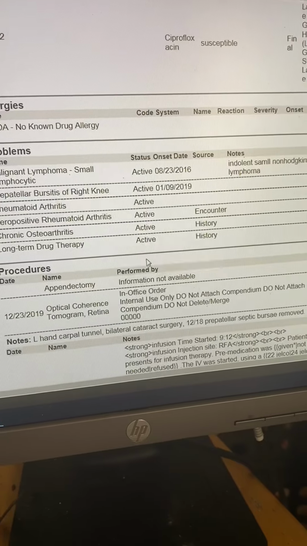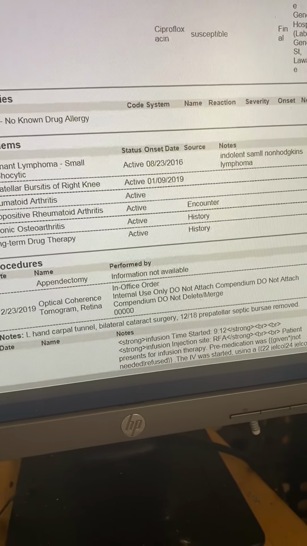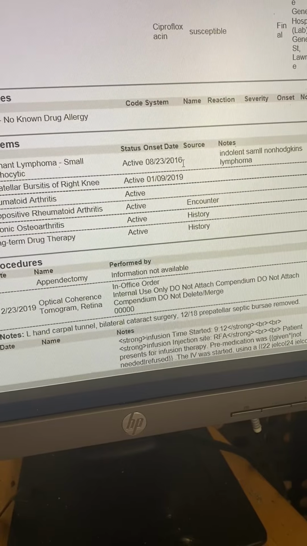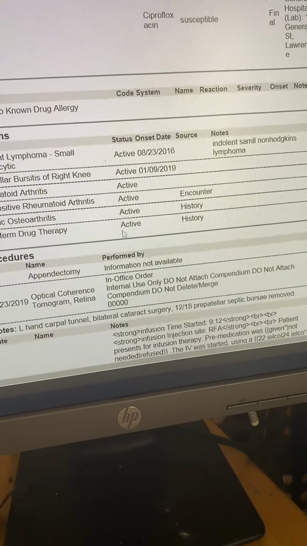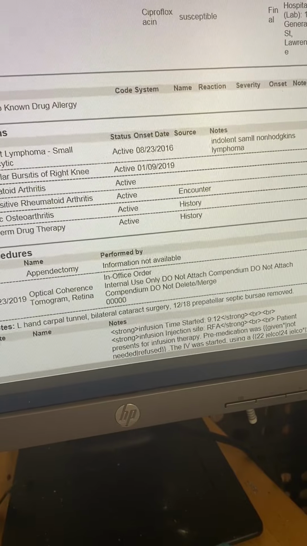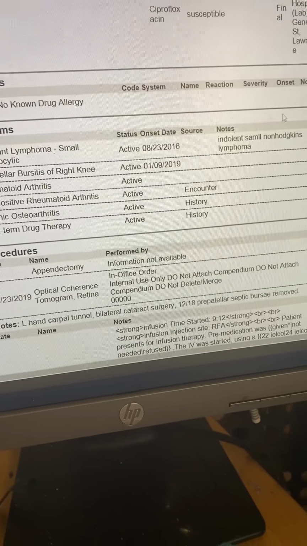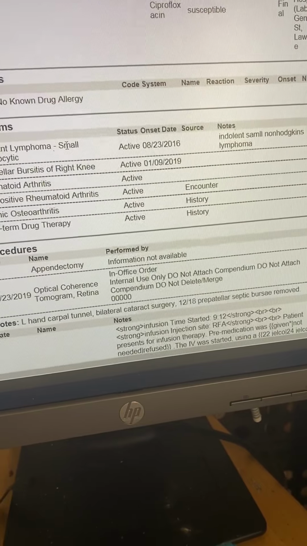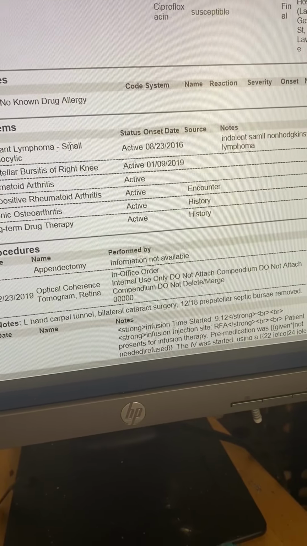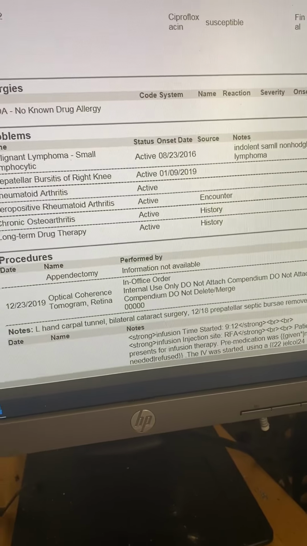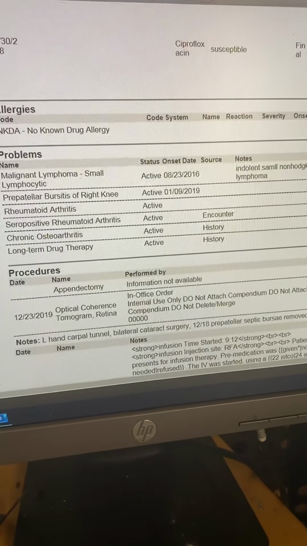So before I code this, I need to know, is this still active? It said it started 2016, so I'm not sure if it's still there or not. So what I'm going to look for is the surgery notes or any surgical history, to see if it was surgically taken care of, if they made an excision and took it out. I'm going to look and see if it was radiation, or chemotherapy, or things like that.